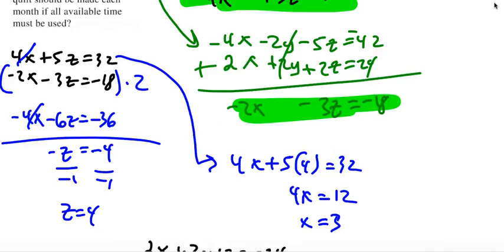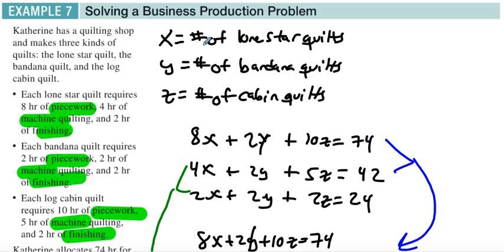Cool beans. So my answer now is, how many long story quilts can we actually make? That means we can make 3 of those guys. How many bandana ones? We can make 5 of those bad boys. And how many of the cabin ones? What was that? I think that was 4. We can make 4.